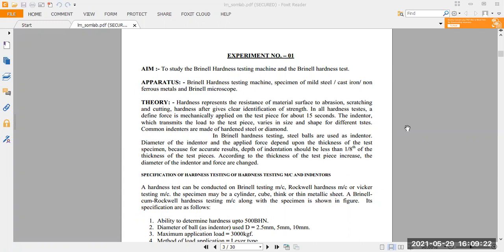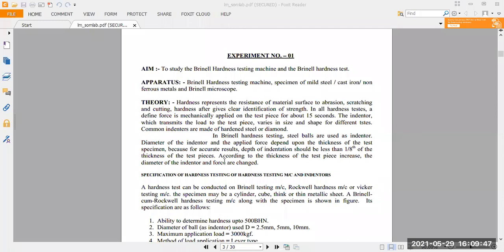But in the case of Rockwell and Vickers, we have a thickness of around 1 centimeter or 0.8 centimeter, and a diameter of around 8 or 9 centimeter. This is because, for accurate results, the depth of the indentation should be less than one-eighth of the thickness of the test piece.